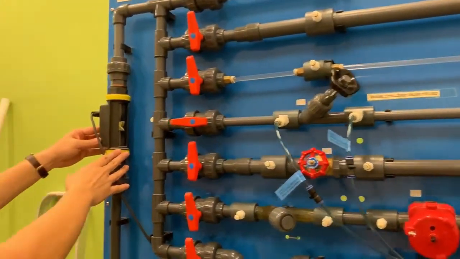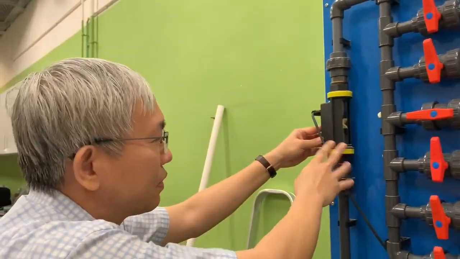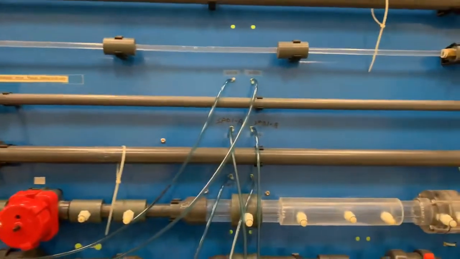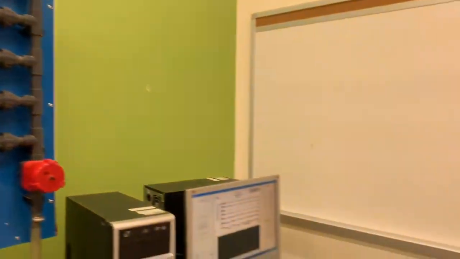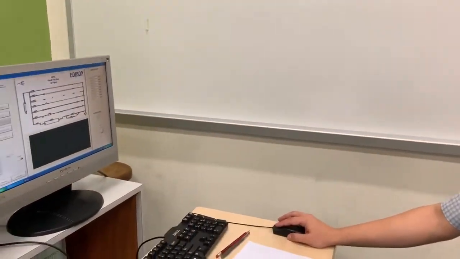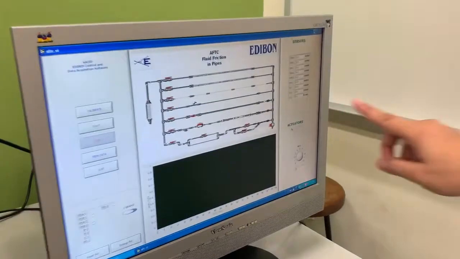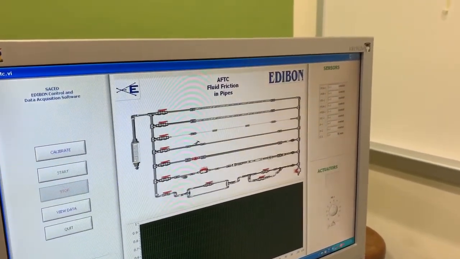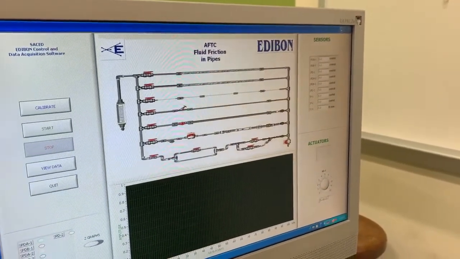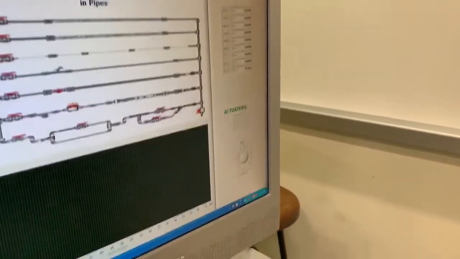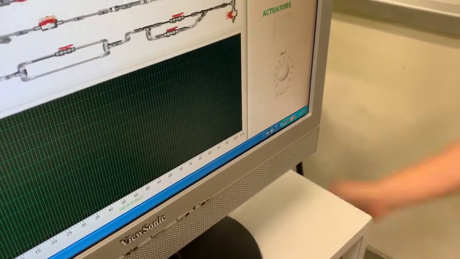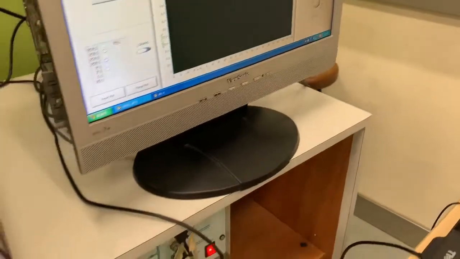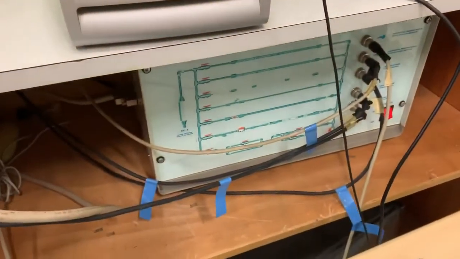Here, this one is a flow sensor. Now the actuators. Here are the actuators and the actuator control. And then we press start.